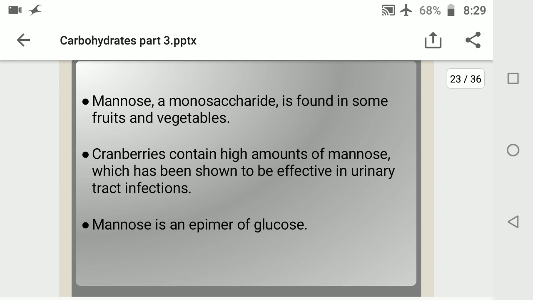Mannose is found in some fruits and vegetables. Cranberries contain a high amount of mannose, which has been shown to be effective against urinary tract infection. Mannose is an epimer of glucose.